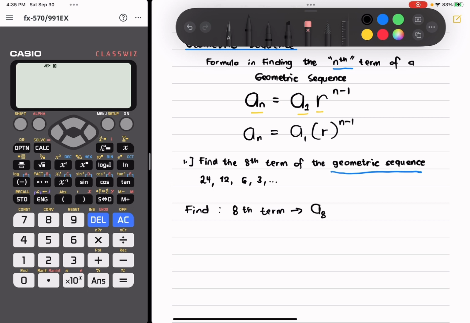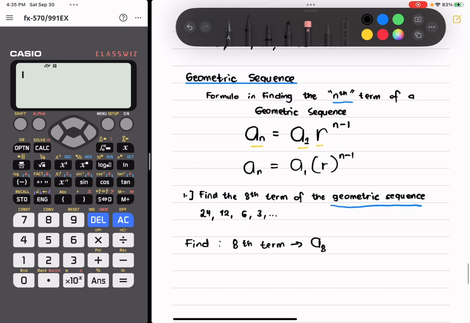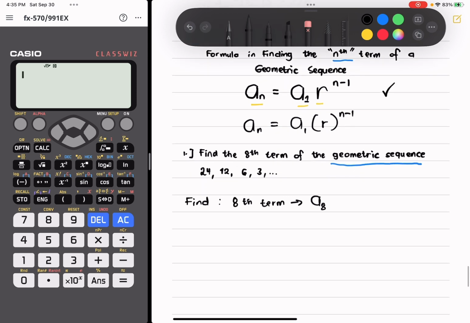So, sino yung nandito sa A sub 8 na to? Okay? So, syempre, since ang hinahanap natin is the term dun sa 8th position na yon, we're going to use this formula. Okay? So, ano yung mga kailangan natin to solve the 8th term? Titingnan nyo lang yung formula. So, we have A sub n equals A sub 1. A sub n, ito yung A sub 8 natin yan. Yan yung hinahanap natin yung term.